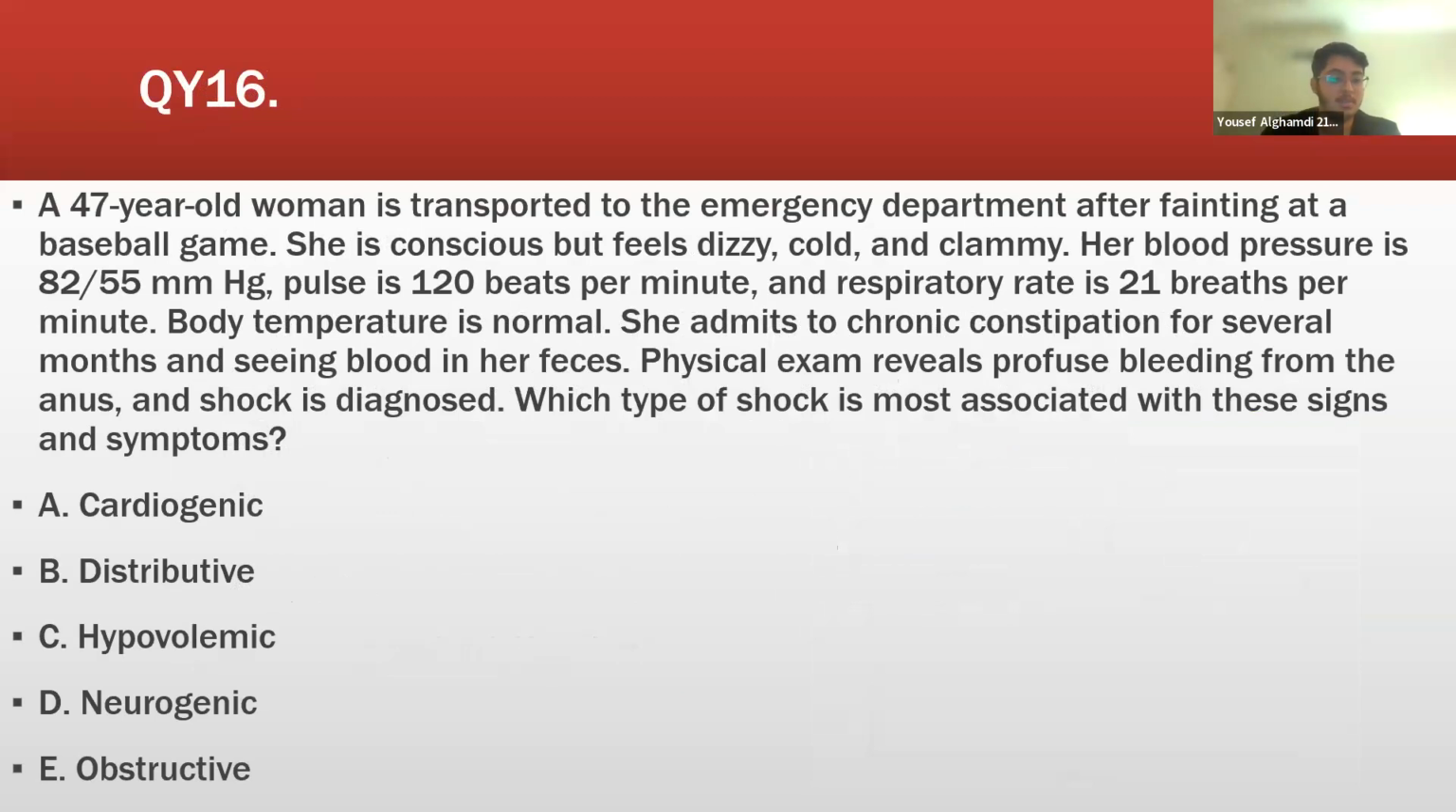Her pulse is 120 beats per minute, and respiratory rate is 21 breaths per minute, so it's slightly elevated. Body temperature is normal. She admits to chronic constipation for several months, so she's been doing Valsalva a lot and seeing blood in her feces. Physical exam reveals profuse bleeding from the anus and a shock is diagnosed. What type of shock is most associated with these signs and symptoms?